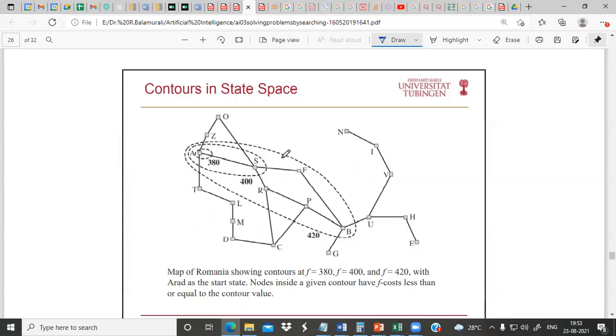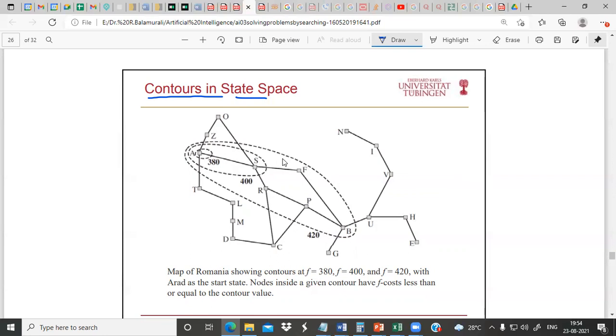So the question is, is there any way to improve the algorithm so as to reduce the memory requirement? We'll be discussing several variants of the A-star algorithm. Basically, all these variants try to reduce the memory occupied by the A-star algorithm. This is one such variation, called contours in state space. It is an improvement on the A-star algorithm, and it works in the style of contours.